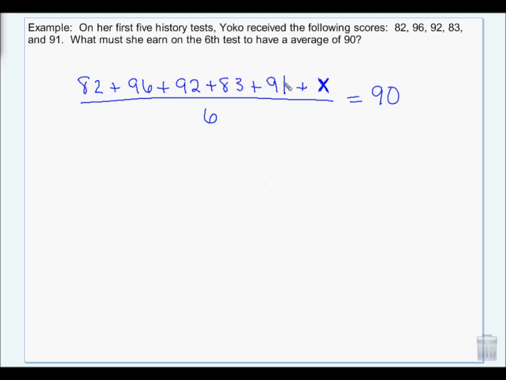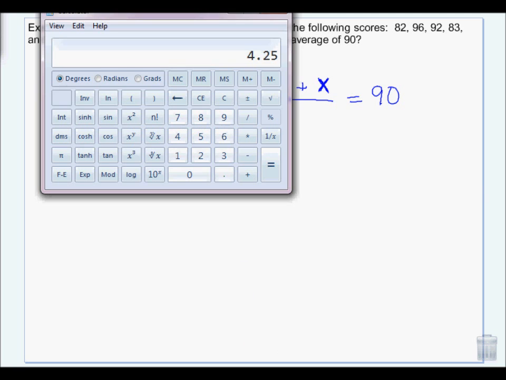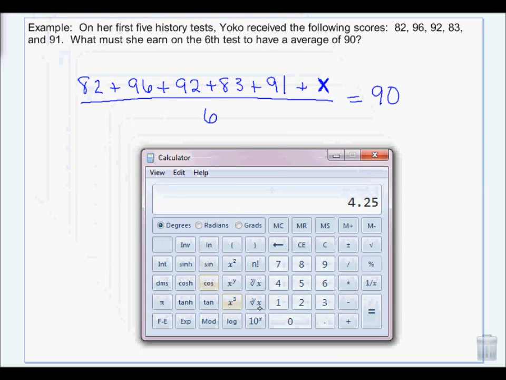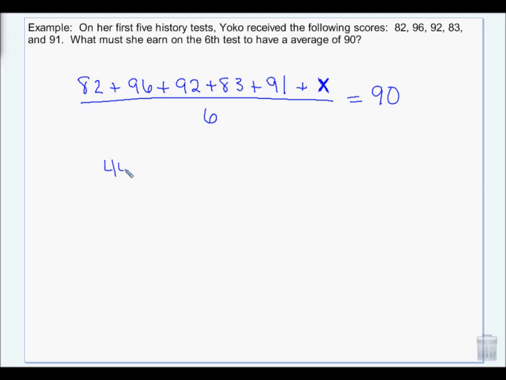Okay, so I'm going to add all of these up. So I have 82 plus 96 plus 92 plus 83 plus 91. So that's 444. Okay. Now I have to get rid of this 6. So I'm going to multiply both sides of the equation by 6.